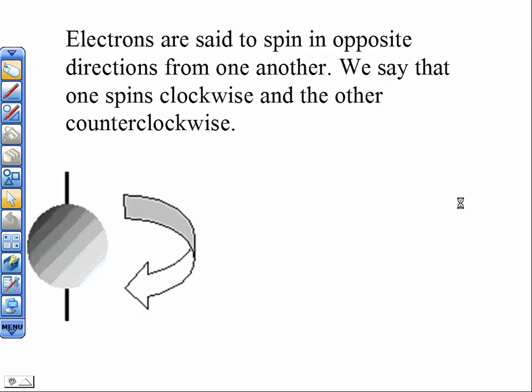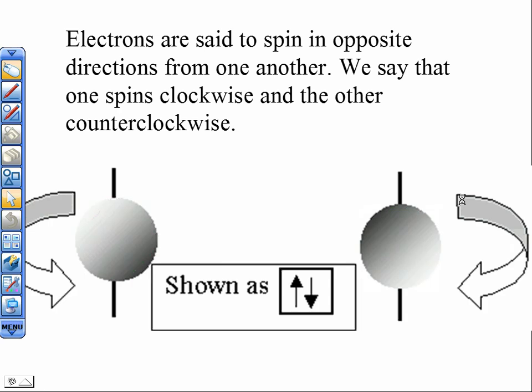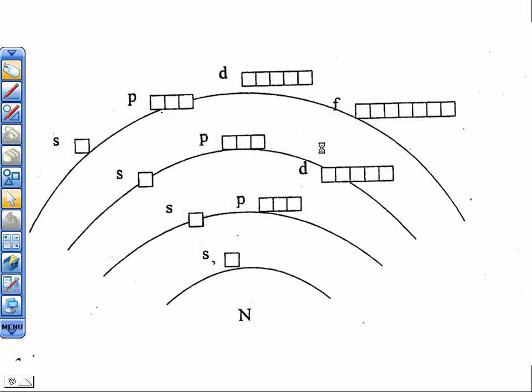So you may want to copy this. It says electrons are said to spin in opposite directions from one another. We say that one spins clockwise and one spins counterclockwise. So we show that by one arrow up and one arrow down. That's just to illustrate that they're going to go opposite one another. So now we're going to move on.